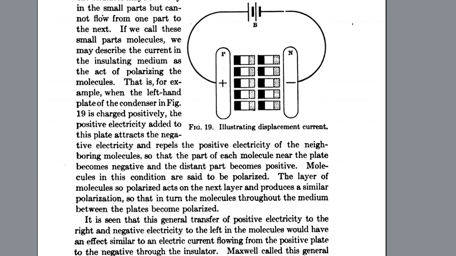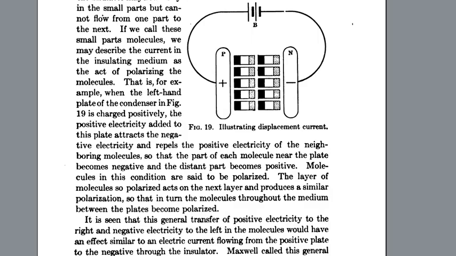If we call these small parts molecules, we may describe the current in the insulating medium as the act of polarizing the molecules. That is, for example, when the left-hand plate of the condenser in figure 19 is charged positively, the positive electricity added to this plate attracts the negative electricity and repels the positive electricity of the neighboring molecules, so that the part of each molecule near the plate becomes negative and the distant part becomes positive. Molecules in this condition are said to be polarized.